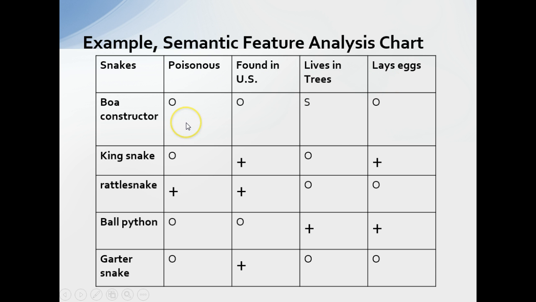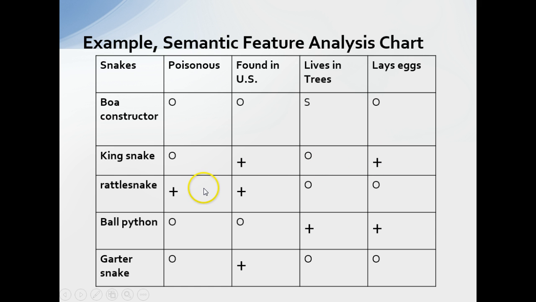Then we use positives and O's to determine whether they have that feature or not. So a boa constrictor is not poisonous, is not in the U.S., sometimes lives in trees, and it does not lay eggs. A king snake is not poisonous. It is found in the U.S. It does not live in trees, and it lays eggs.